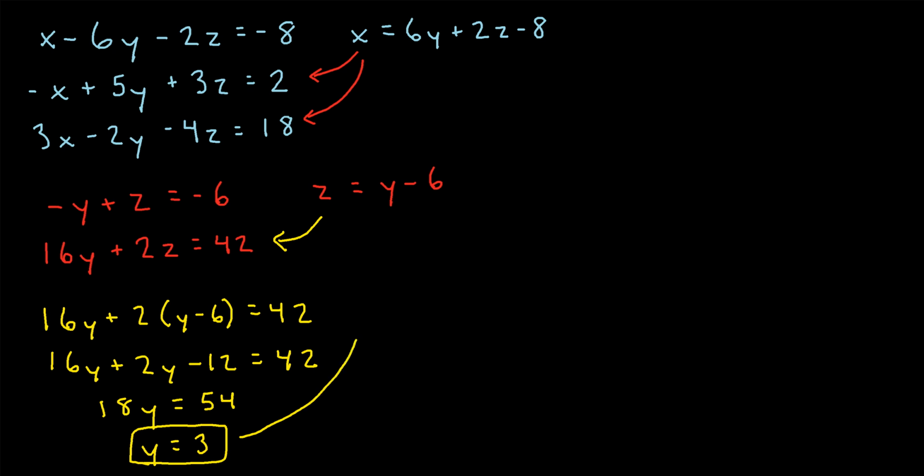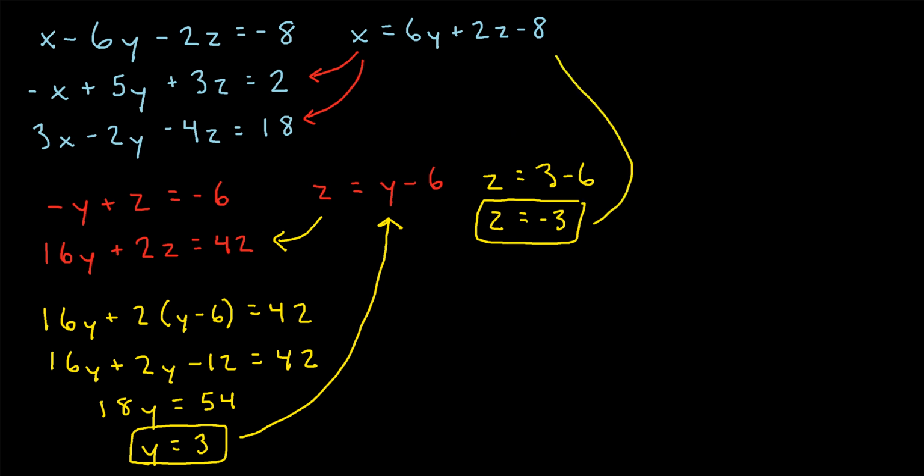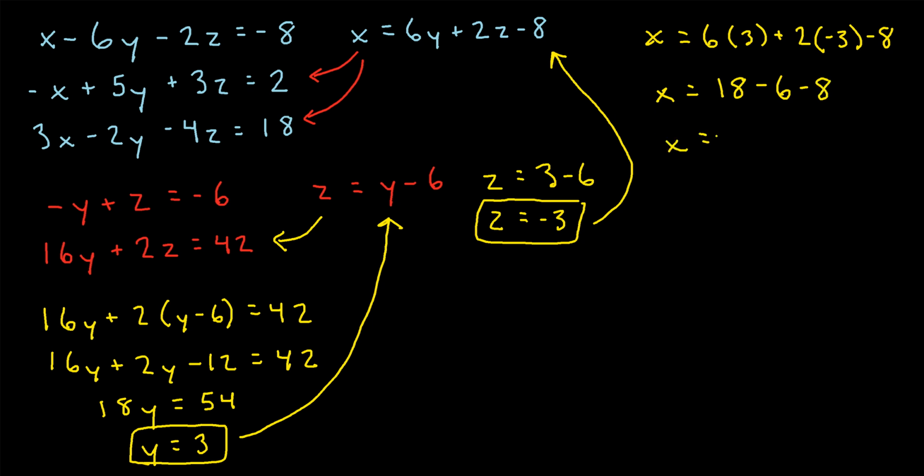Now we can jump back up here and plug in a value of 3 right here for y to figure out what z is. So we can see that z is equal to 3 minus 6. So z is equal to negative 3. So we have solved for y and we have solved for z, and now we can plug both of those values all the way up here into this equation. So we get x is equal to 6y, we found that y is 3, plus 2z, z we just found is negative 3, minus 8. So we get x is equal to 18 minus 6 minus 8. So x is equal to 18 minus 6 is 12, 12 minus 8 is 4.